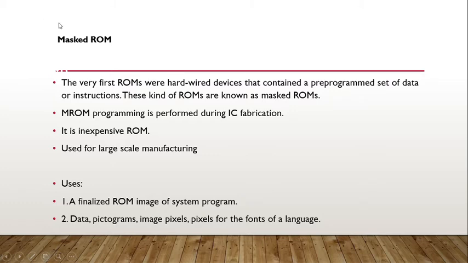First one is masked ROM. That is the very first ROM. In the case of this masked ROM, programming is performed during the IC fabrication itself. So it contains a pre-programmed set of data or instructions, so it is also called masked ROM, and it is an inexpensive type of ROM which is used for large scale manufacturing. You have to see also its uses. That is, it's a finalized ROM image of system program, data, pictograms, image pixels for the fonts of a language. So just study the uses also of the different types of memory.